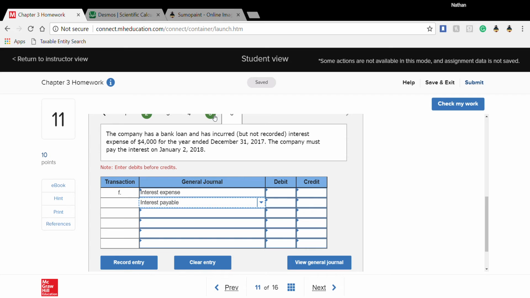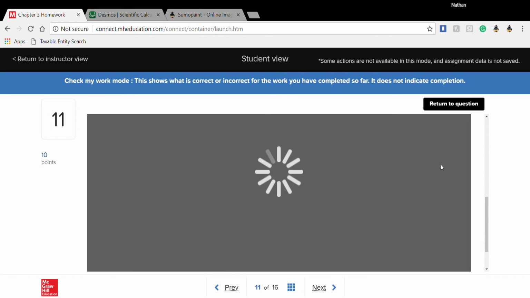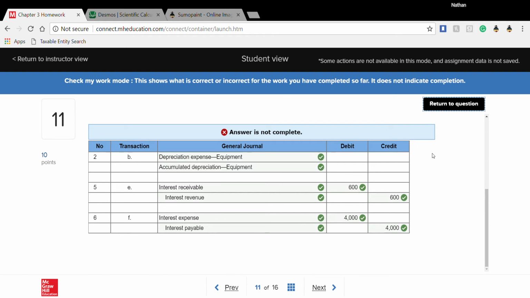In part 5, we were supposed to receive interest from the bank, basically for that CD. So we're receiving interest. Here, we're paying interest. So again, we'll put in the amount that's shown, and then hit check my work. I just want to show you, look, Connect is not going to show these as red X's. They're going to stay blank. So you have to realize that you're missing amounts if you're missing amounts.